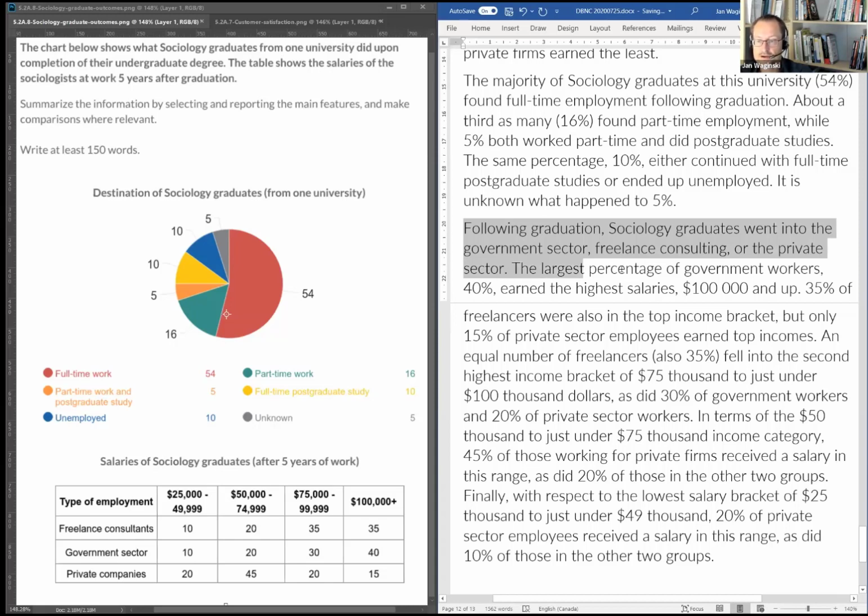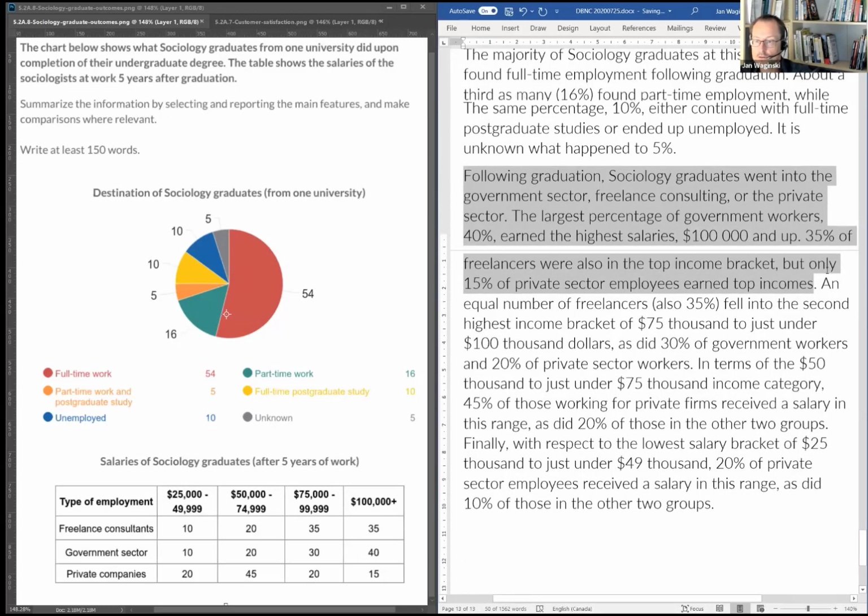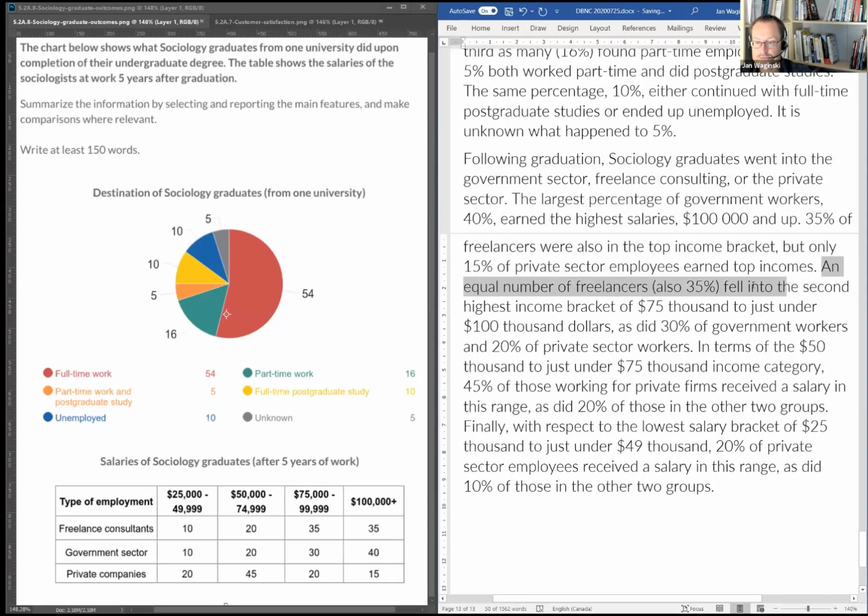The largest percentage of government workers, 40%, earned the highest salaries, $100,000 and up. 35% of freelancers were also in the top income bracket, but only 15% of private sector employees earned top incomes. An equal number of freelancers, also 35%, fell into the second highest income bracket of $75,000 to just under $100,000. So instead of saying 99,999, I'm saying just under 100,000. As did 30% of government workers and 20% of private sector workers.